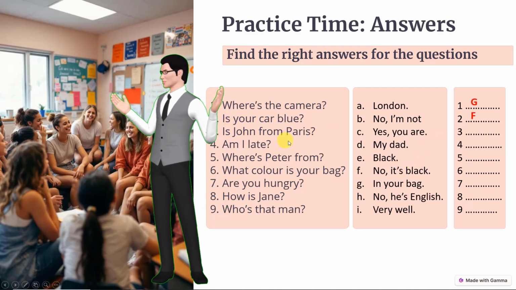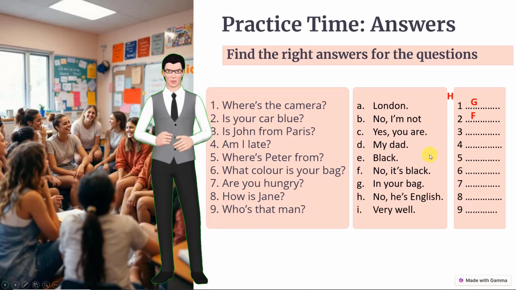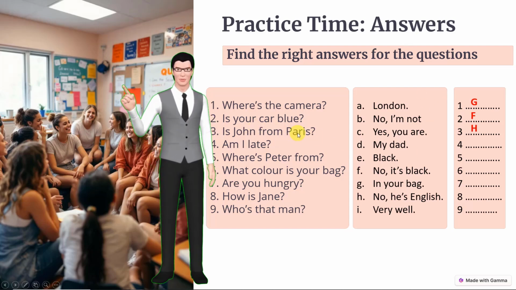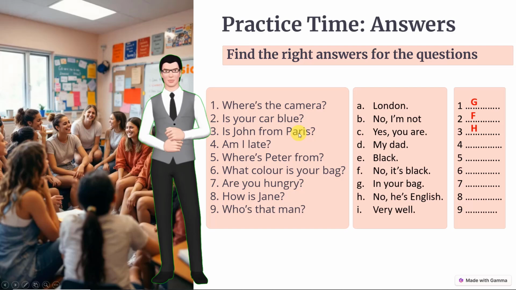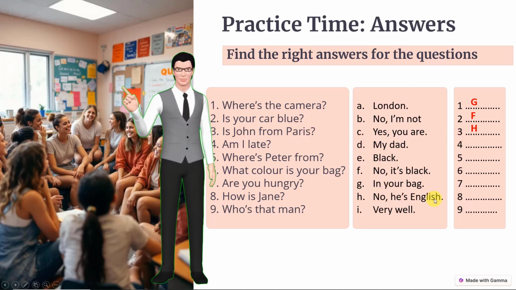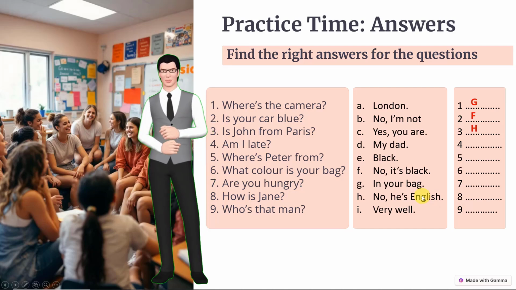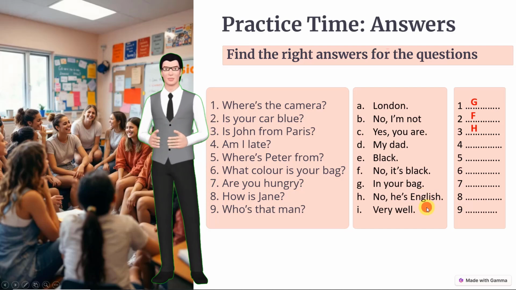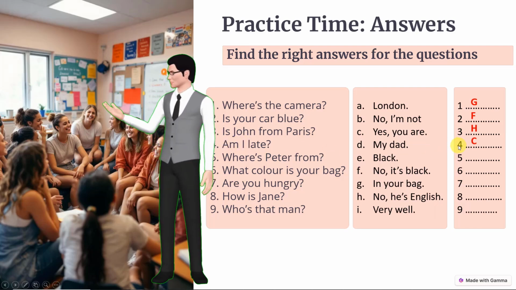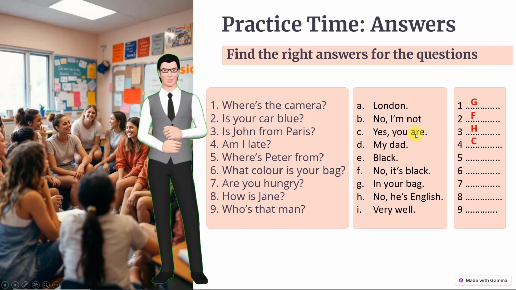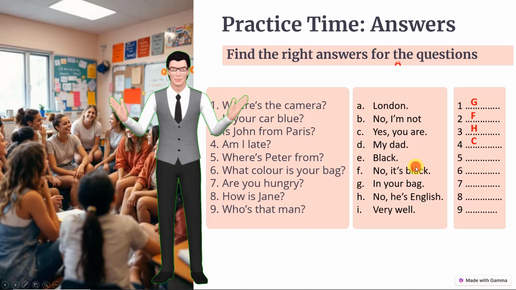Look at number 3. Is John from Paris? Now normally you'll be asking a question like that if a guy is speaking French, but now you just said, we said H, which is no, he's English, which means he is from England. Let's look at number 4. Am I late? We said number 4 is C. Yes, you are.